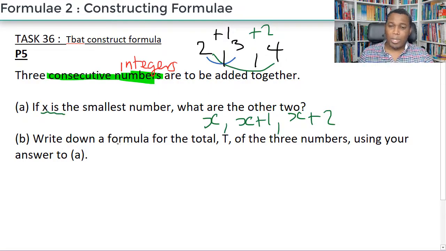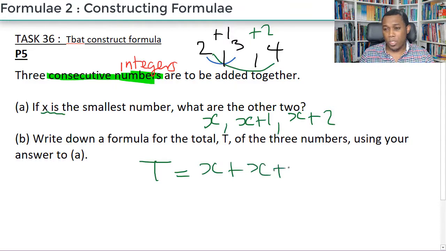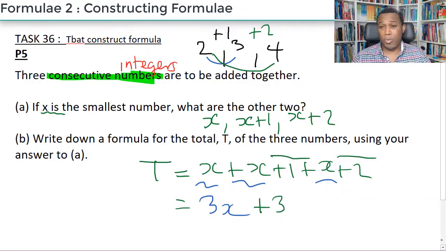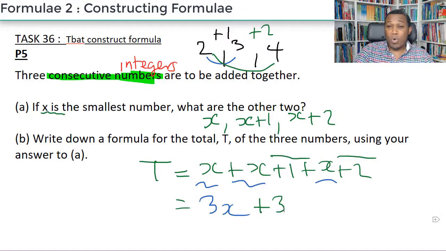Those are the numbers. Now write down the formula for the total of the 3 numbers. We're going to have t is equal to x plus x plus 1 plus x plus 2. That is what we're looking at there. And then we can simplify that because we can collect like terms. We have x and x and x, which gives me 3x, and then plus 1 plus 2, which gives me plus 3. So 3x plus 3 is what we're looking at as a final answer, and you can see how we got to that. Let's move on with some more number work.